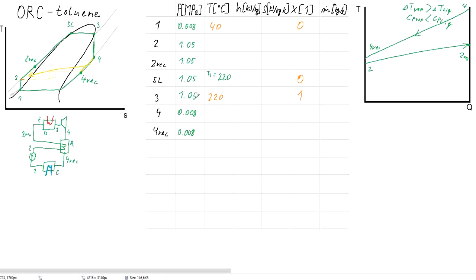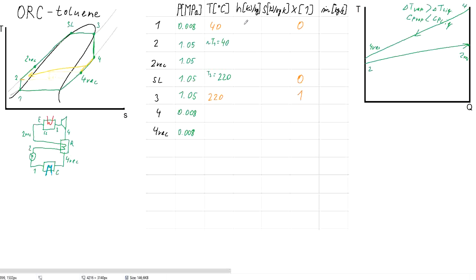Now with the temperatures, at point 2 we assume that it will be basically the same as point 1, which is 40. And for the other points where we don't know the temperature yet, we know just one thermodynamic parameter, so we will have to skip that and go to some other parameters.